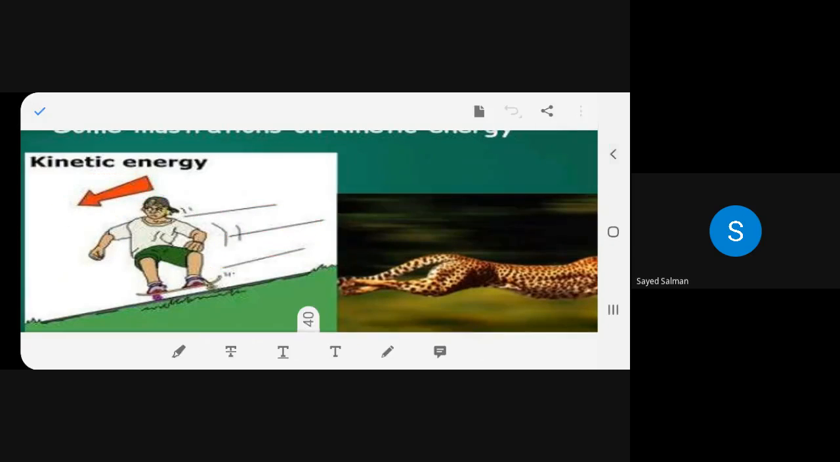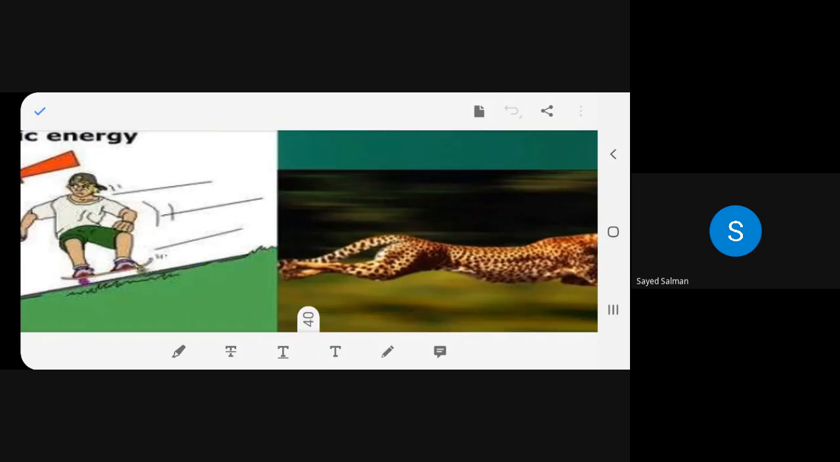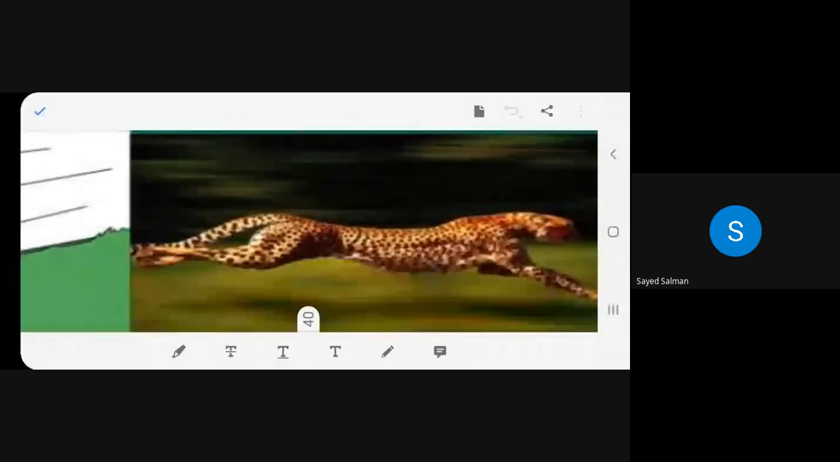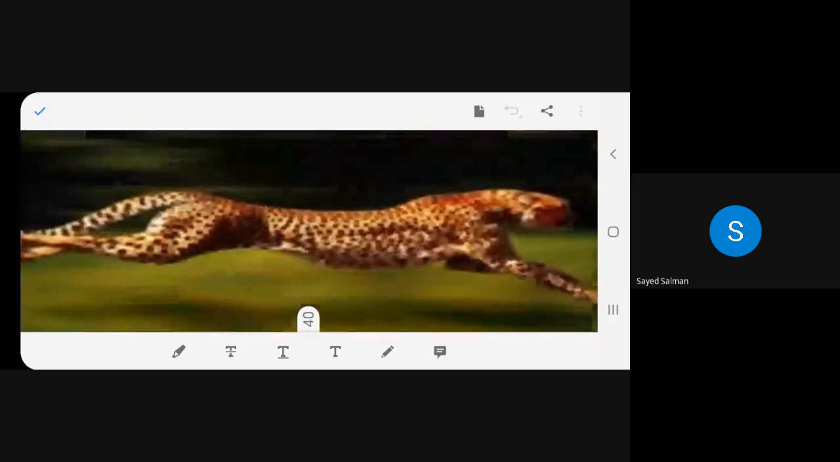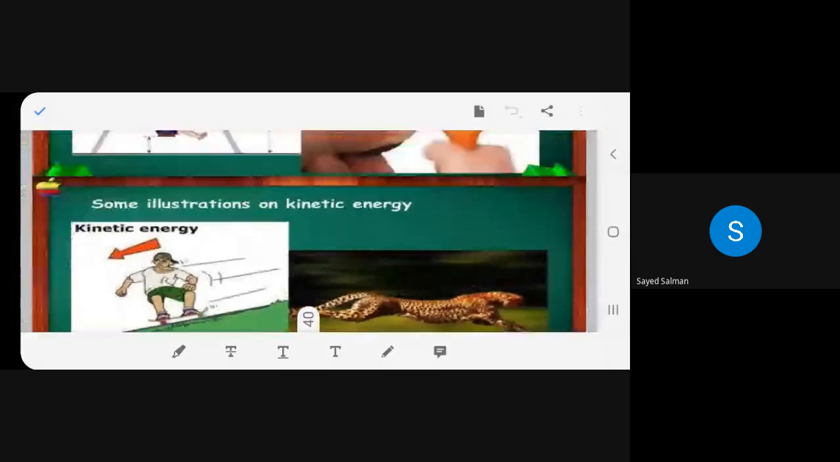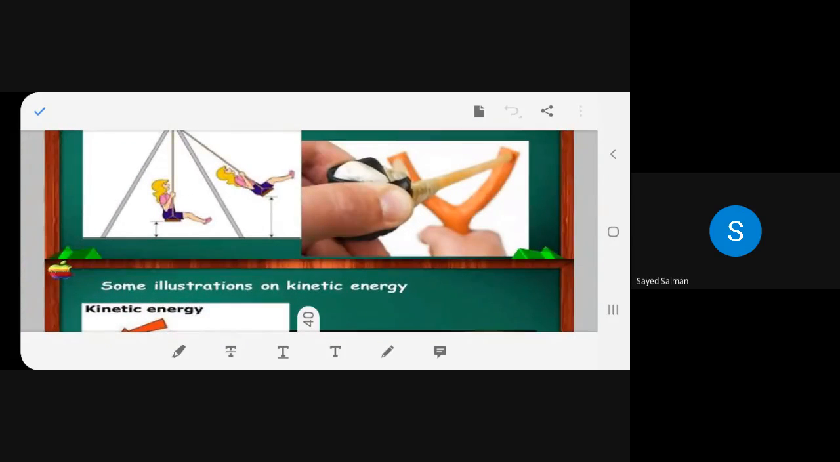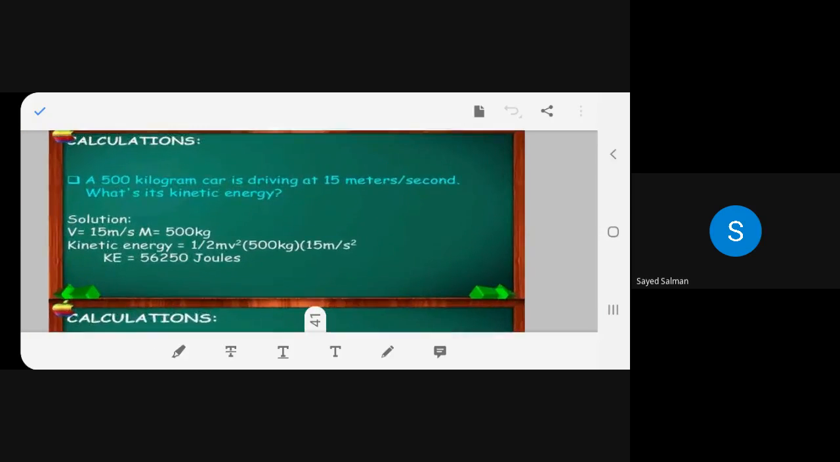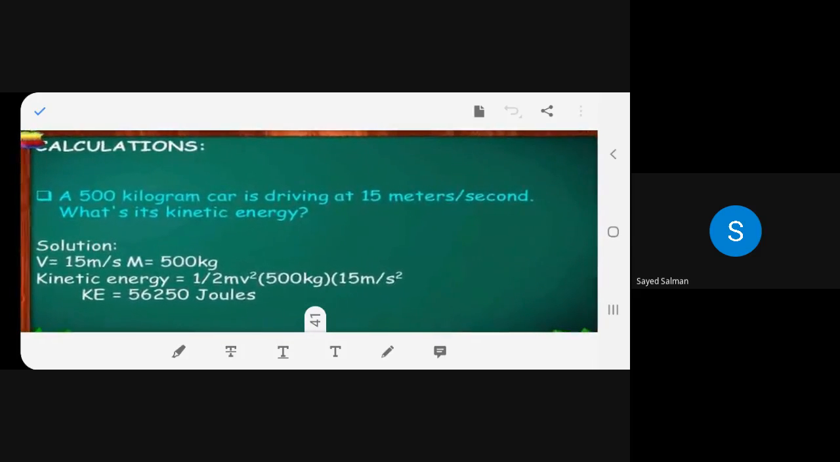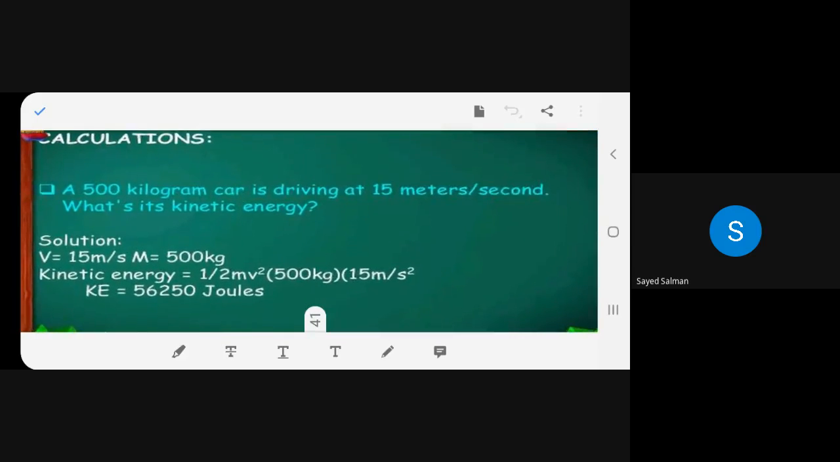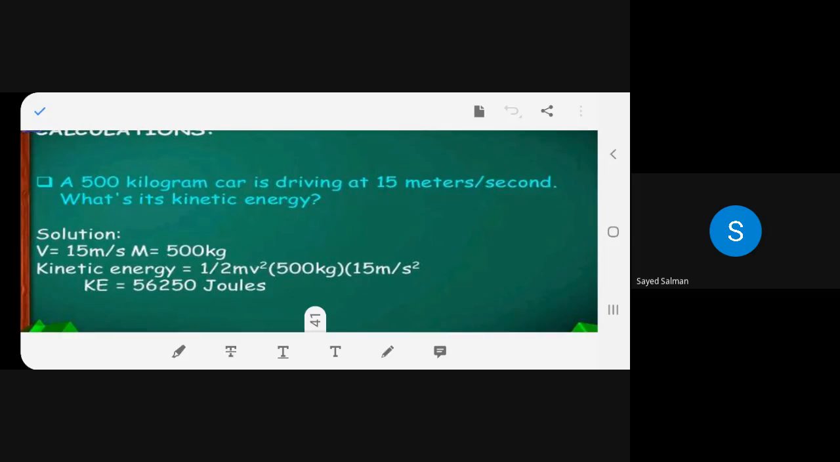And here you can see a cheetah running. So this is also having kinetic energy. Any problem whatsoever? Are things clear regarding kinetic energy? Now we'll do certain calculations of kinetic energy. Let's start.